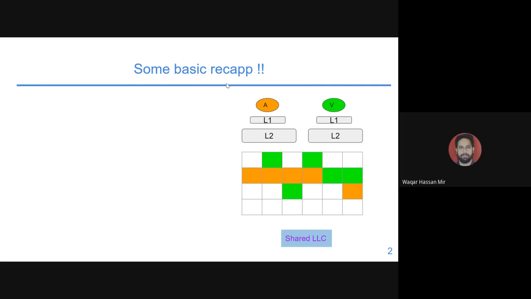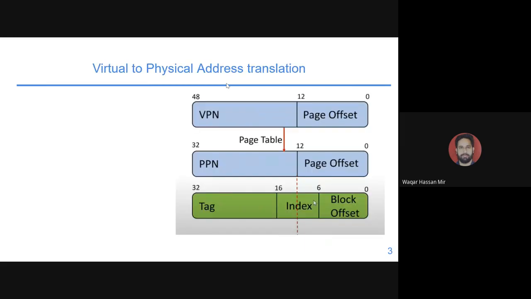So, this will be the model which we will be looking at. Let's assume for now that an attacker is running on one core and the victim is running on another core, and the last level cache is the shared cache. I would like to touch upon the translation of virtual address to physical address. Let's say there is a 48-bit virtual address and the page offset is 12 bits, so 4 KB page size.